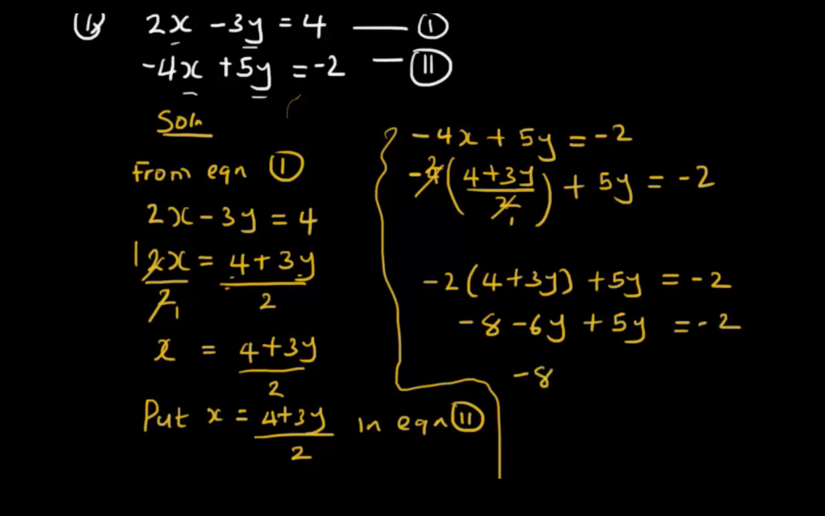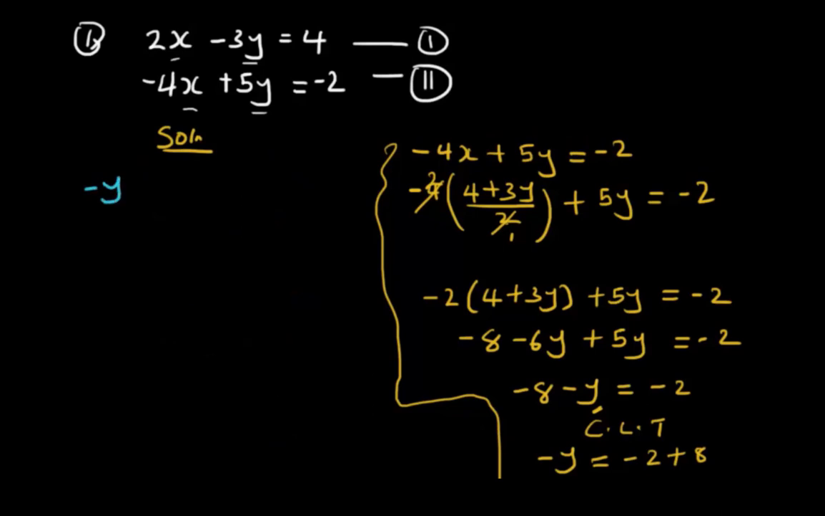Now we have minus 8. Minus 6y plus 5y will give us minus y equals minus 2. Minus 8 can go and meet minus 2. We collect like terms, so we'll be having minus y. Don't forget that the sign of y is minus. Equals minus 2. When minus 8 goes to the other side, it becomes plus 8. Minus y equals minus 2 plus 8, which is 6. And remember, I'm trying to find y, not minus y. So I have to divide both sides by minus 1, which means minus cancels minus. I'm left with y equals 6 divided by minus 1, which is minus 6.